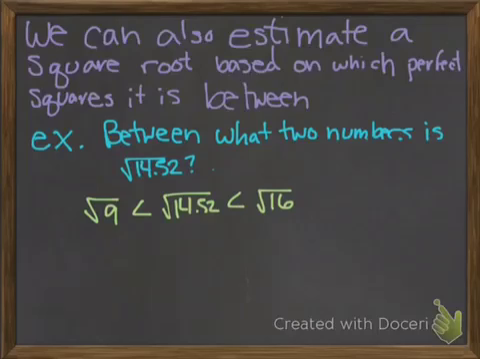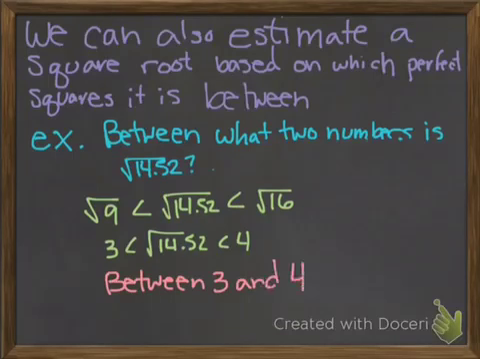So now what I'm going to do is simplify my two radicals on the end. So I get 3 is less than the square root of 14.52, which is less than 4. So that tells me the radical of 14.52 is in between 3 and 4 somewhere. And right now at this point, all we need to know is that it's between those two numbers. So my answer would be between 3 and 4.